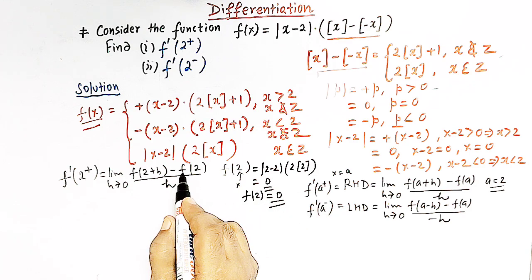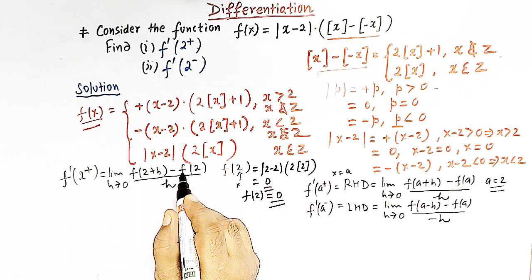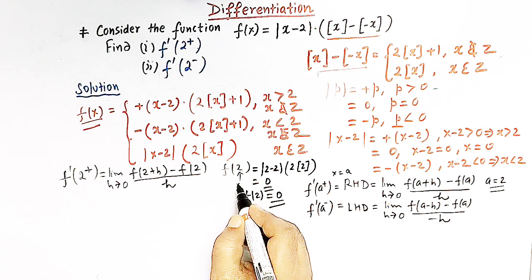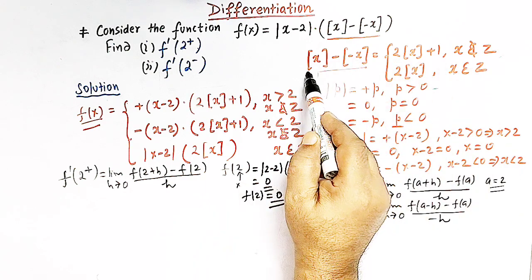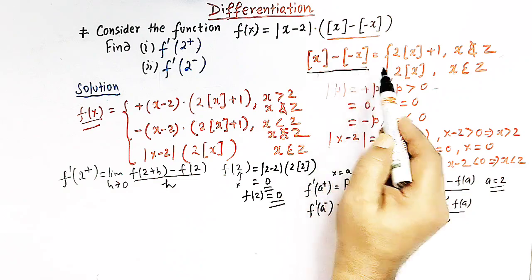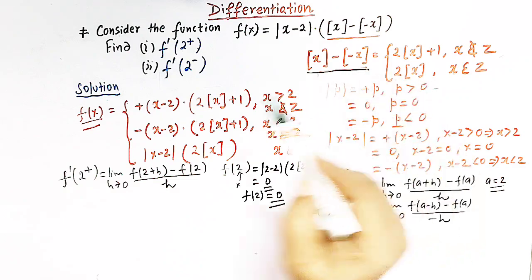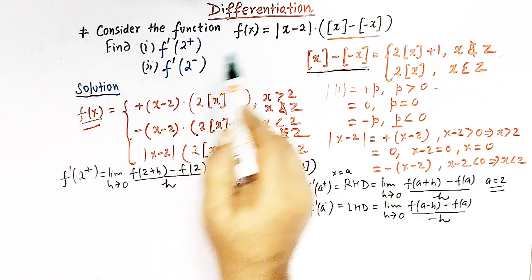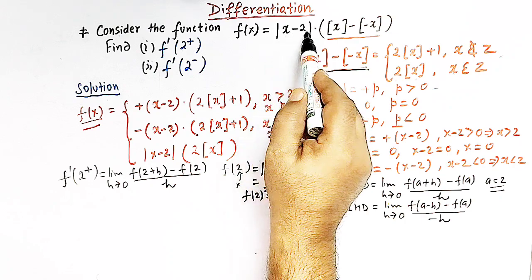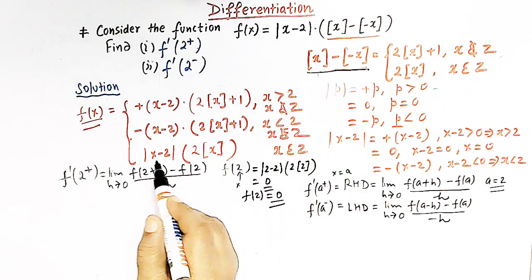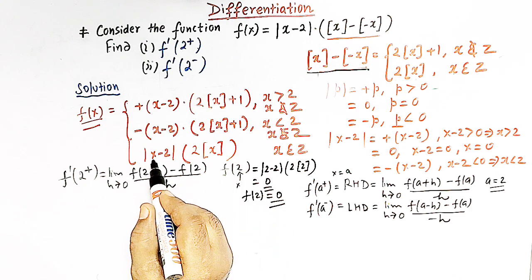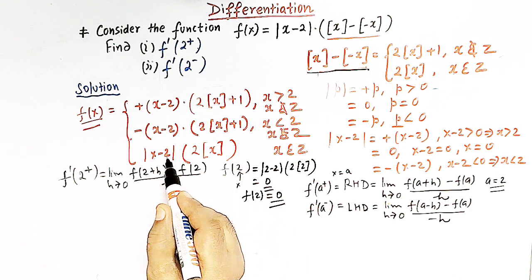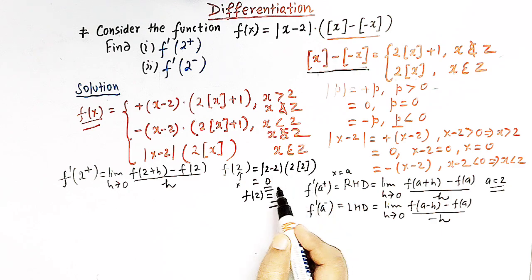So see, when we find out the value of f of 2, 2 is an integer. Now when x is an integer, then the value of this expression is equal to 2 times the greatest integer of x, right? And here mod of x minus 2 remains as such. So when we take f of 2, we replace x by 2. So here 2 minus 2 is 0, so this entire term reduces to 0. So f of 2 is 0.